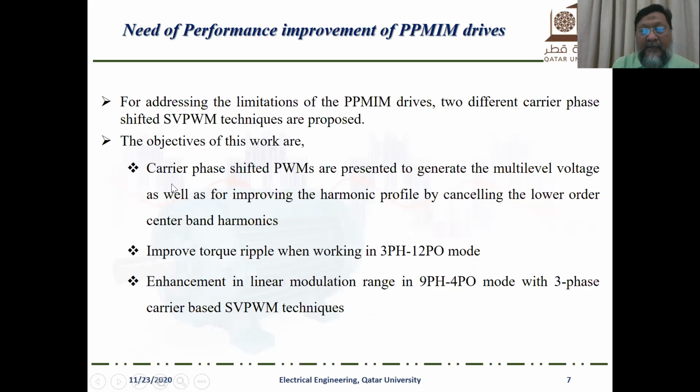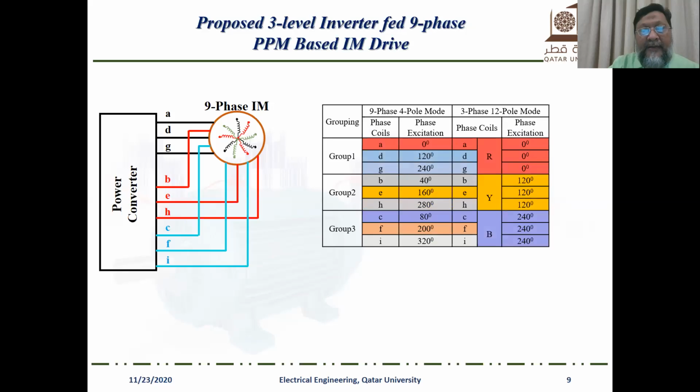The objectives of the work are to propose a carrier phase shifted PWM to generate multi-level voltage, as well as improve the harmonic profile by cancelling the lower order center band harmonics, and improve the torque ripple when working in 3-phase 12-pole mode. Conventionally, if we are operating in 3-phase 12-pole mode, the torque ripple will be high, but we are improving torque ripple in 3-phase 12-pole mode operation as well. And there is an enhancement in the linear modulation range when it is operating as 9-phase 4-pole mode when compared with 3-phase carrier-based space vector modulation. So this is explained here.